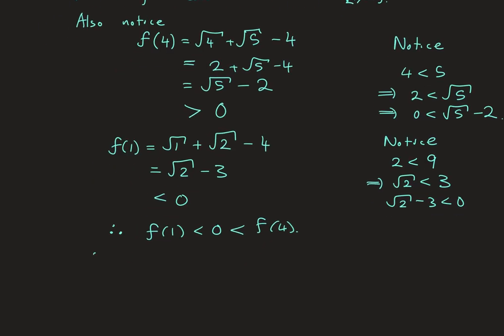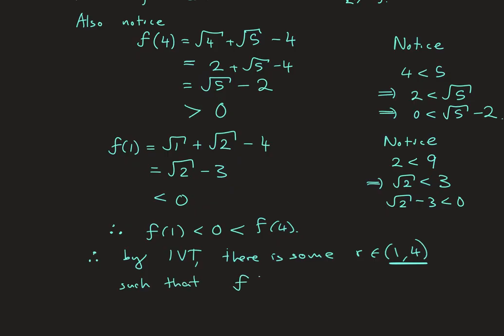And therefore, by the intermediate value theorem, there is some r in 1 to 4. Notice that where the interval comes from, it's the two values that you tested. So that's always going to be the case. There is some r in 1 to 4 such that f of r is equal to 0.